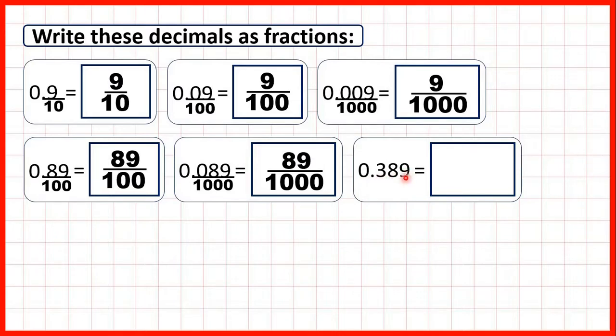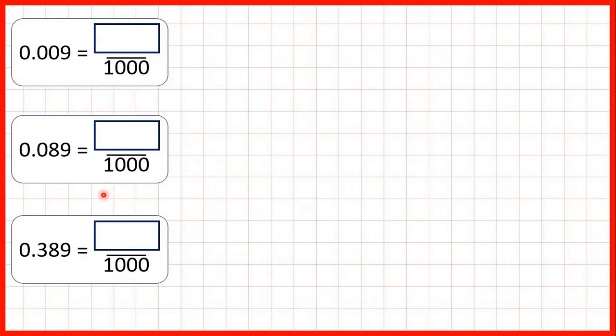0.389. There are 3 digits after the decimal point, so we can draw a line across from the decimal point and write a denominator of 1,000, because the third digit after the decimal point is the thousandths digit. So that gives us 389 thousandths. Now let's take a closer look at some of these questions.